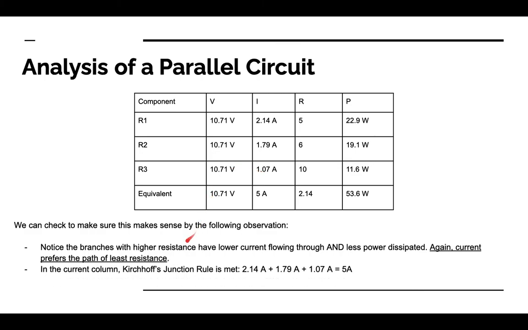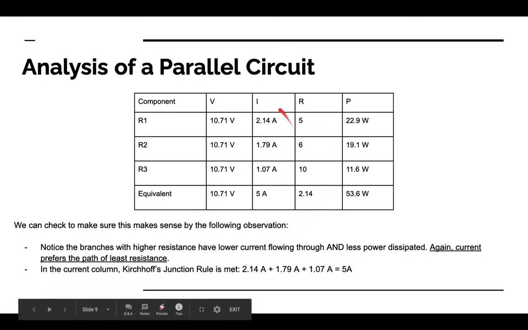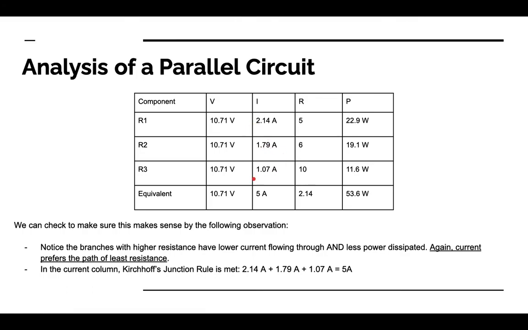In the current column, Kirchhoff's junction rule is met, so our overall sum of currents is met. 2.14 plus 1.79 plus 1.07 will give you something painstakingly close to 5 amperes. It's just not all the way there yet. Actually, it is all the way there. Yes, it is. So I have all my numbers rounded up nice and accurately.